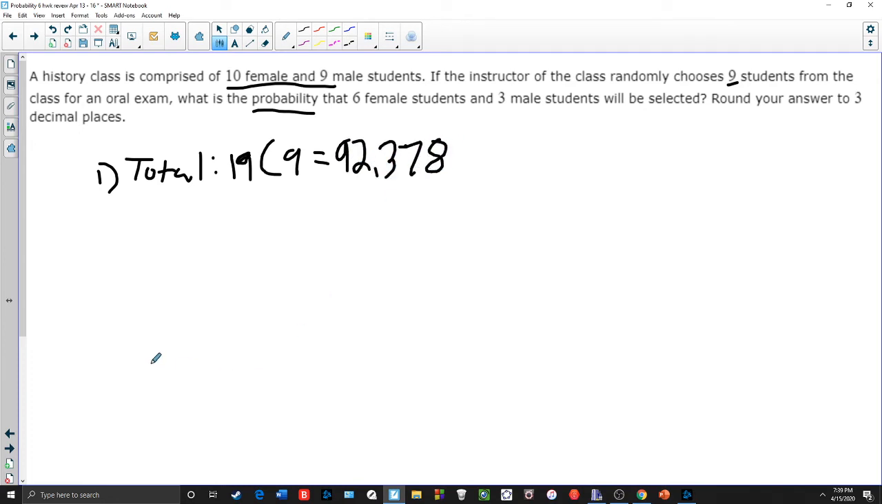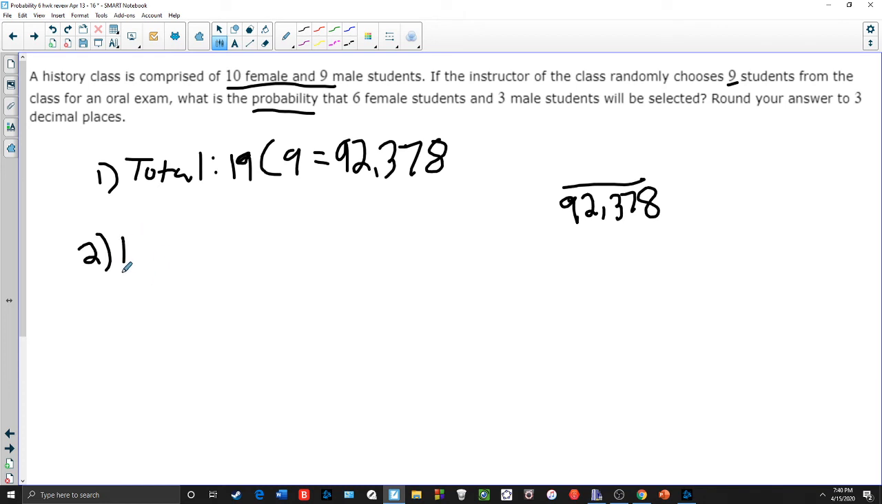92,378 ways. That's the total number of ways I can do this. That's going to be my bottom number in my probability fraction. That's my total number of outcomes. My second step is to figure out the combinations for my first category.